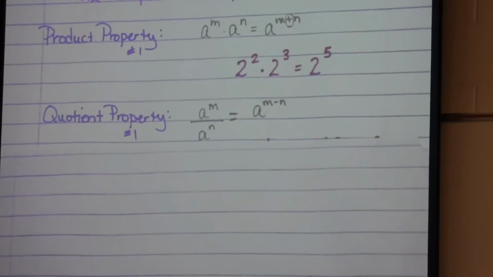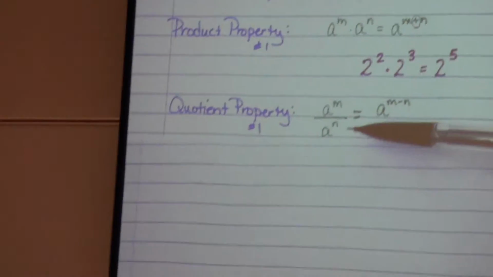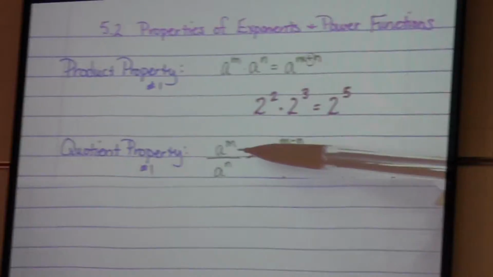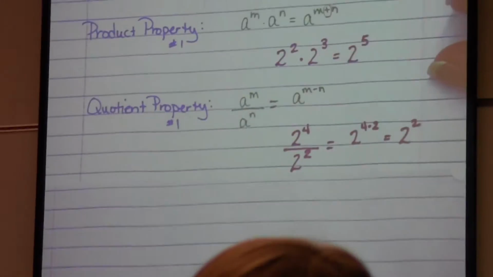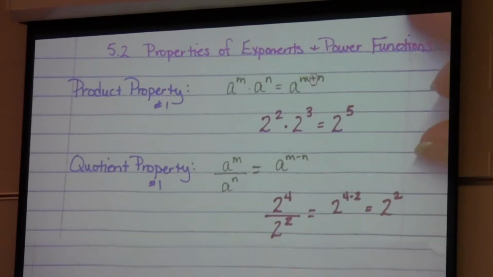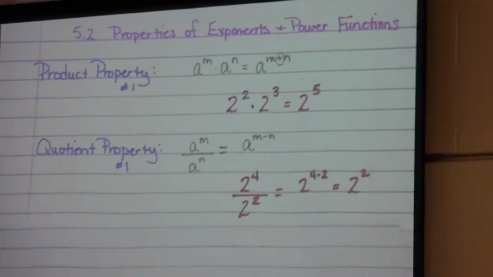The second one, so up here we're multiplying those things. Down here we're going to be dividing. So if we have one number to a power raised over that same number to a different power, we subtract the top exponent minus the bottom, and it's always the top minus the bottom.